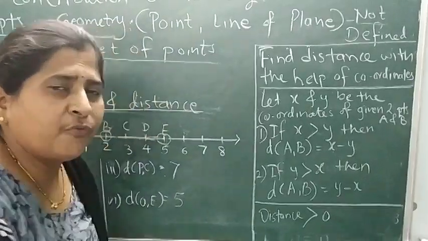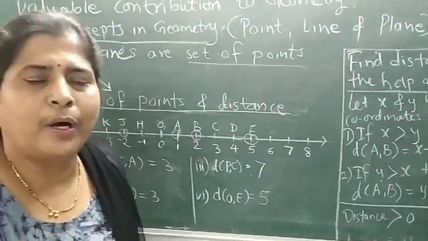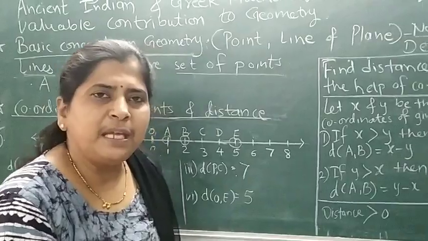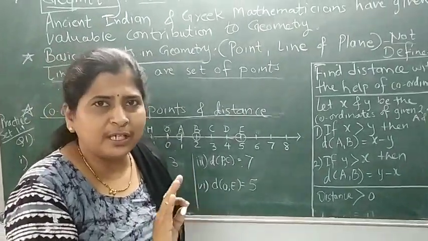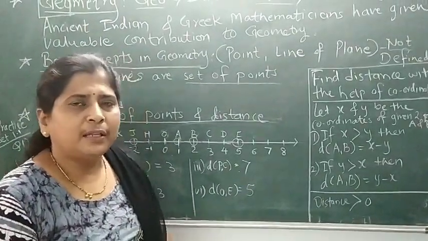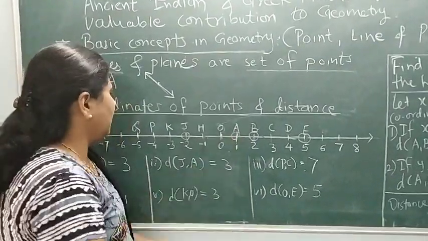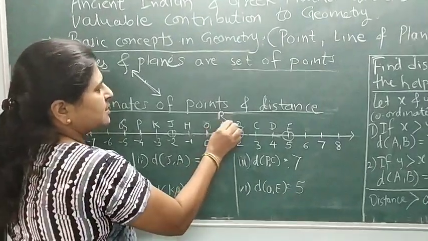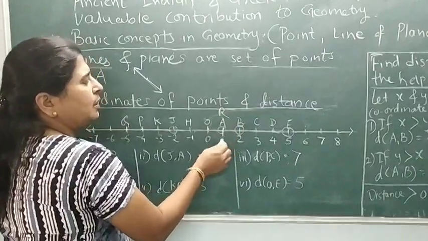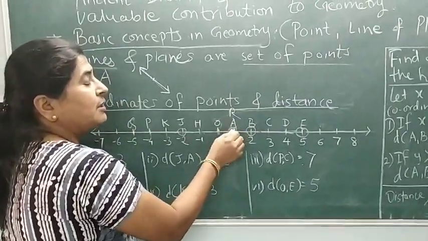And my dear students, what if x and y are equal? If they are equal, it means these 2 points are not distinct. They are not different. Then the points will be coincident. Suppose here with A, we write another letter, say R. This point is called R also. The distance between A and R will be 0.